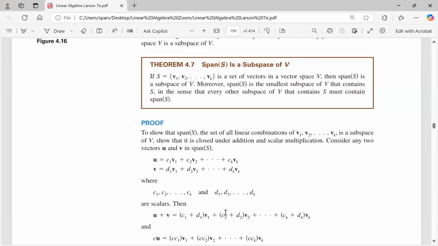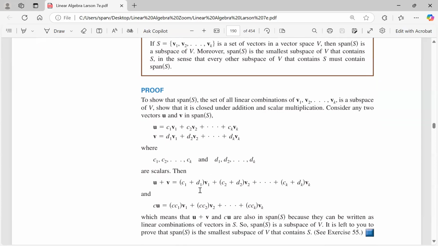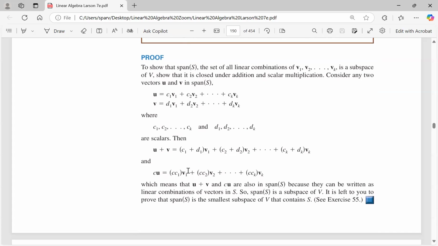Now, if you choose any two vectors in general, U and V, you can see the sum, U plus V, will be in the set. And here's how you show it. You combine the coefficient on V1 from one set with another set, and so on and so forth. So it's closed under addition and closed under scalar multiplication. When you multiply these coefficients, C1 and D1, well, actually, this is interesting. For scalar multiplication, okay, I see.